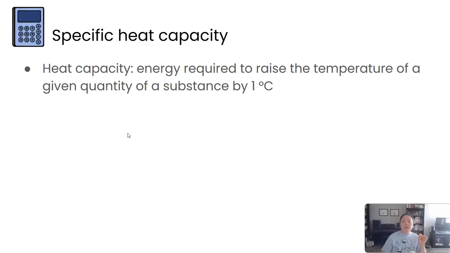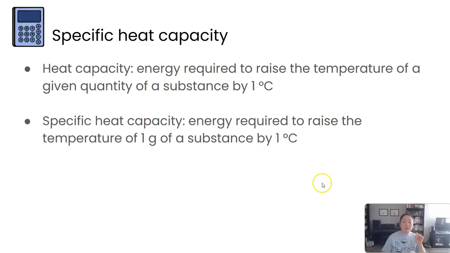So instead, what's more useful is to use the specific heat capacity. This is the energy required to raise the temperature of 1 gram of a substance by 1 degree Celsius. And these are also properties of materials, and so you will be able to find them in various databases.